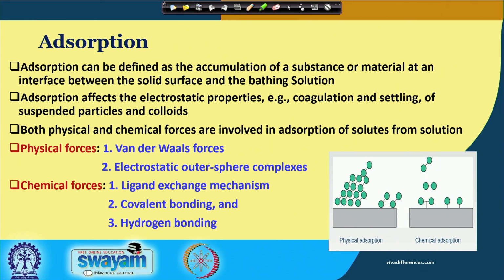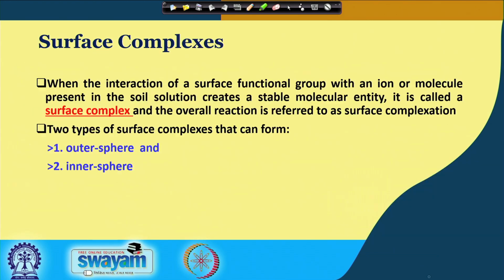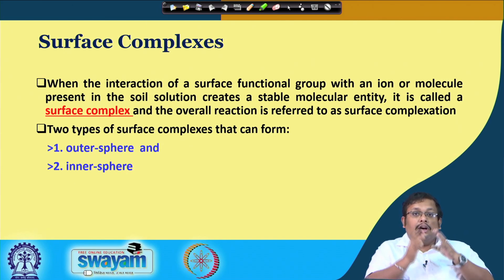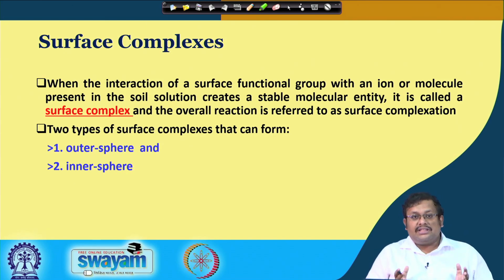However, in case of chemical adsorption, you can see either formation of covalent bonding or hydrogen bonding or ligand exchange reaction. So, although they are all adsorption, depending on the nature of adsorption, we can differentiate whether it is a physical type of adsorption or chemical type of adsorption. Now, surface complexes. What are the surface complexes? When the interaction of a surface functional group with an ion or molecule present in the soil solution creates a stable molecular entity, it is called a surface complex, and the overall reaction is referred to as surface complexation.